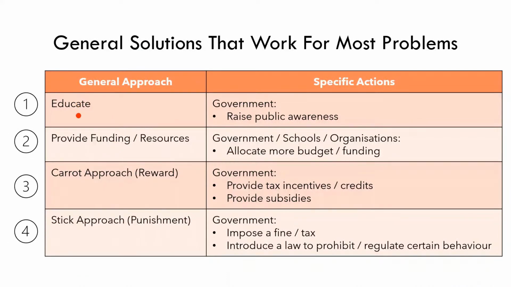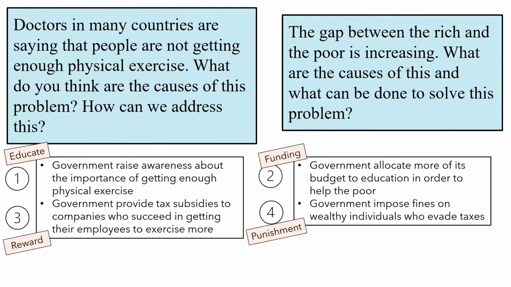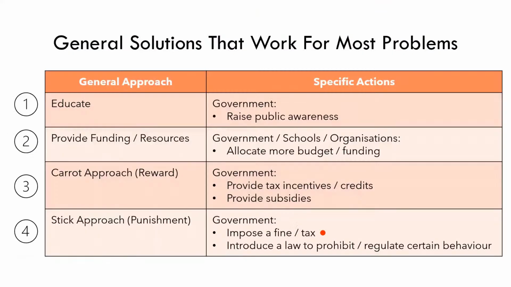A general approach of education or providing funding or resources, a carrot approach, which means you're rewarding people, or stick approach, which means you're punishing people. Okay, and these are the specific actions. These are words and phrases and good collocations already that you can use. So, for example, if you have these 2 questions, both are causes and solutions, based on the table I just showed you, you can already come up with 2 main solutions, right? One's educate, one's reward, one's funding, one's punishment. Okay, this is all taken from here. All right.